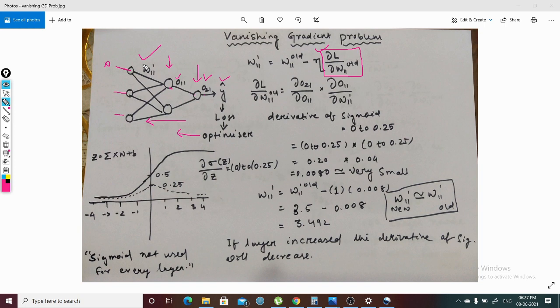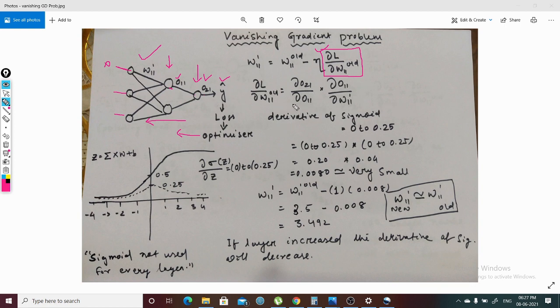This is nothing but the weight. So we can write the derivative of O11 with respect to W11. This is nothing but the simple chain rule. If you cancel these two, this basically turns into the gradient, the derivative of the loss.